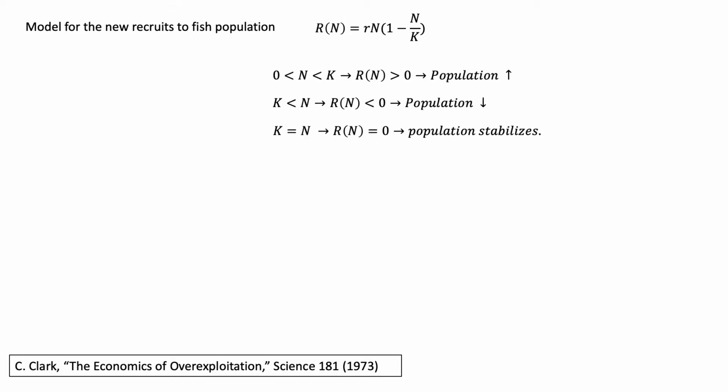If N is between 0 and K, R of N is positive, therefore the population increases. If N is greater than the parameter K, R of N is negative, so the population decreases. When K is equal to N, R of N is 0, so the population stabilizes, so there is no change in population. So the constant K is known as the carrying capacity.